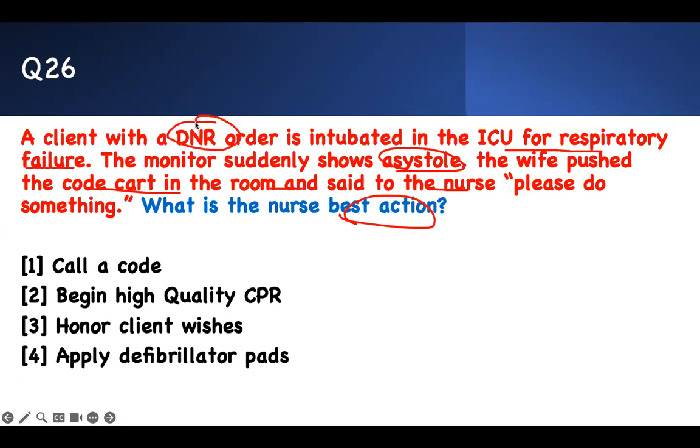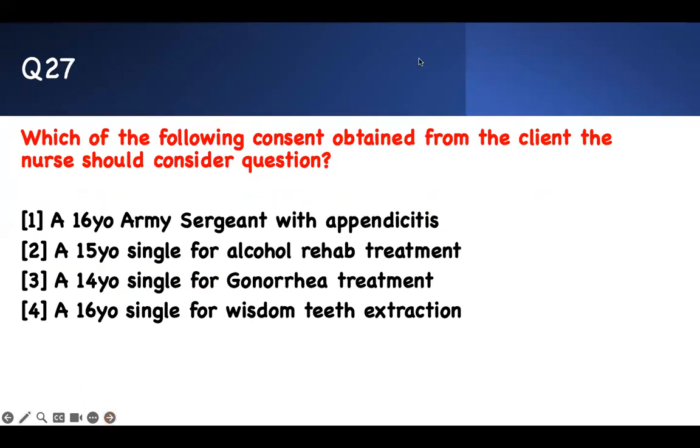If I said, do not resuscitate, and I'm dying, don't touch me, let me die. Calling a code is a violation. CPR is a trap. Honor their wishes. Don't attach any defibrillator. He said, do not resuscitate. You got to follow orders. Straightforward. No comment on that.